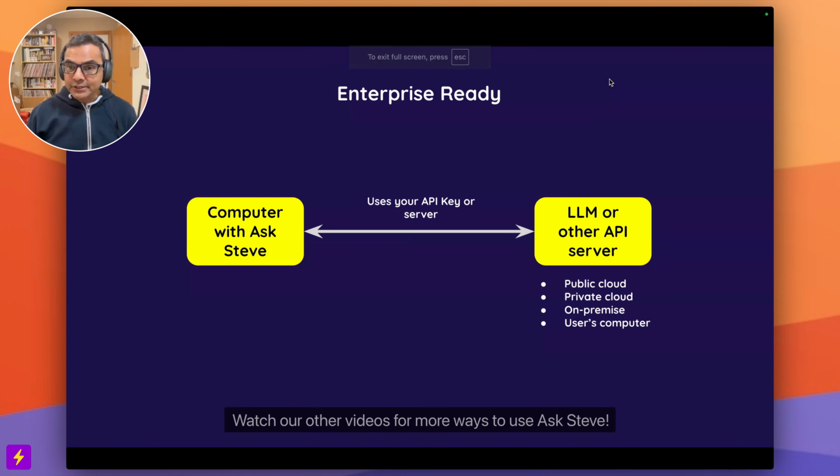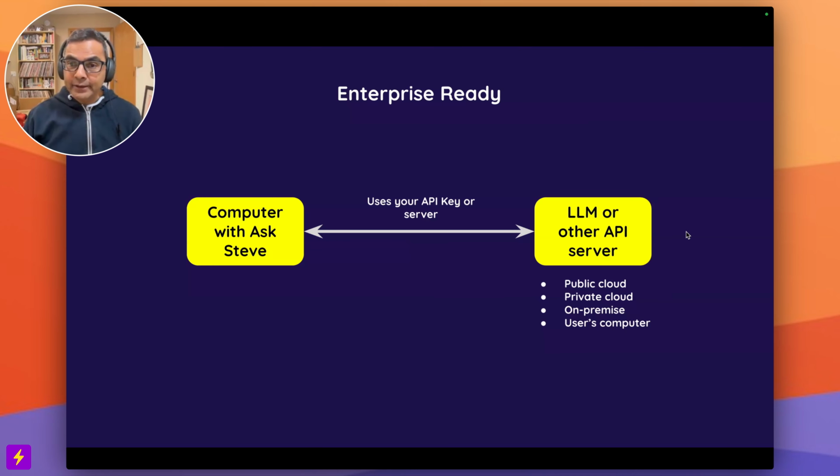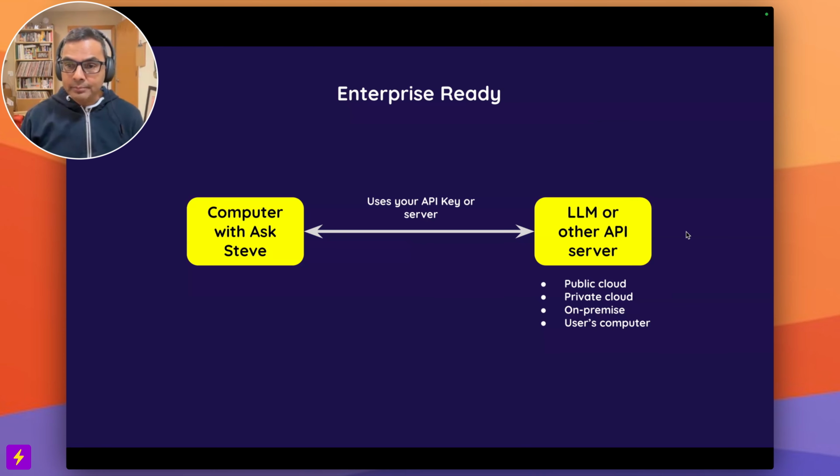So in closing, when we talked about enterprise ready, we want to make sure that this stuff is all secure and very private. So the way the system is architected is your computer, your employee's computer, is running the Ask Steve browser extension, and that talks directly to whatever large language model you specify or API, and that can be in a public cloud, private cloud, or on-premise, or even on the end user's computer. And so there is no Ask Steve server in the mix. So all your data stays completely private and secure, and it can be customized and branded for your needs.